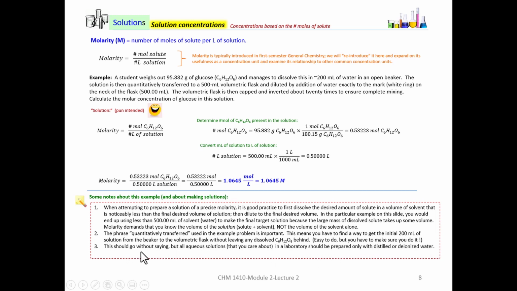And of course, this should go without saying, but all aqueous solutions that you actually care about in a laboratory should be prepared only with distilled or deionized water. And clean glassware is helpful. The definition of clean can vary by individual, though it shouldn't, and can be a source of conflict in a lab. Let's have some more fun with molarities on the next slide.